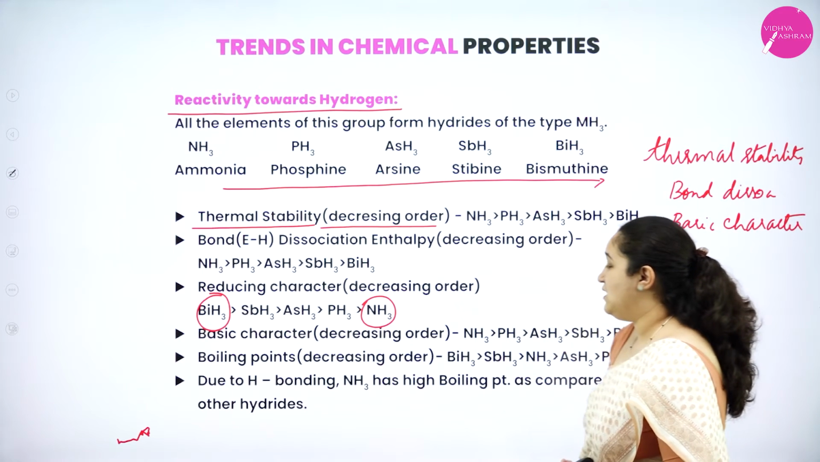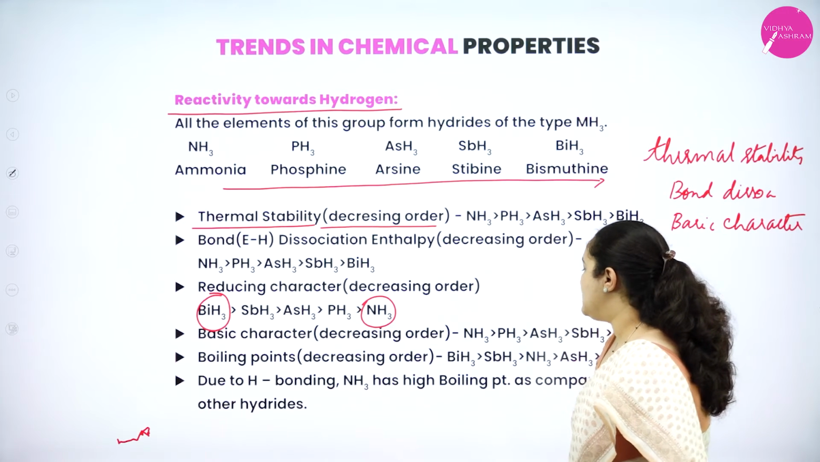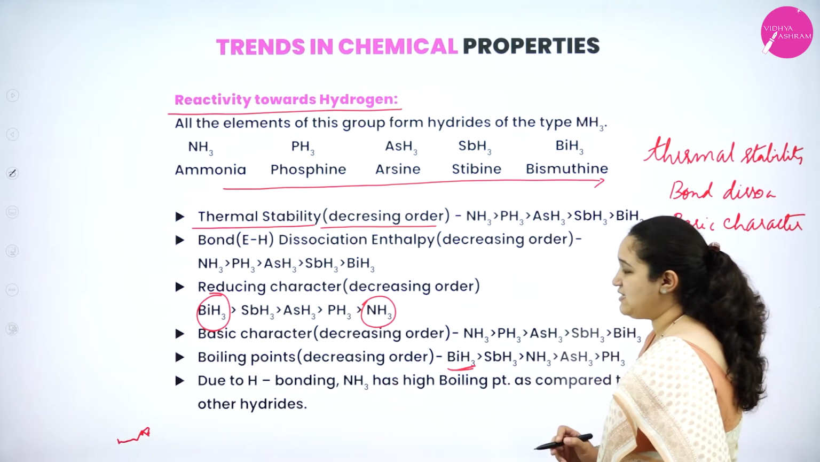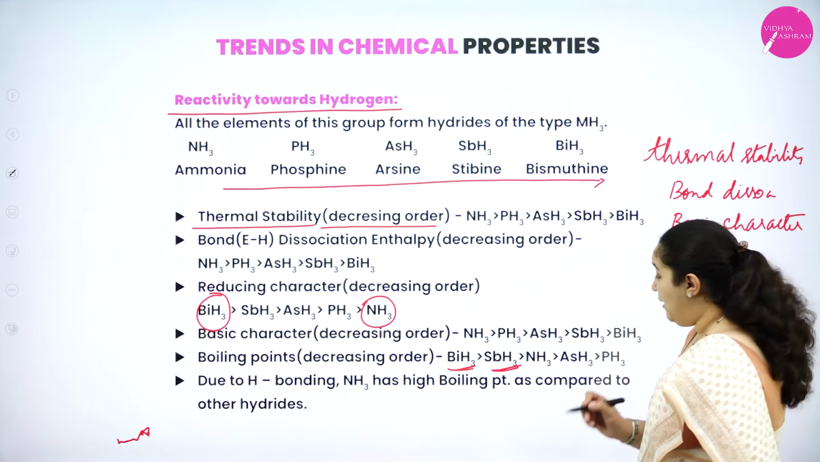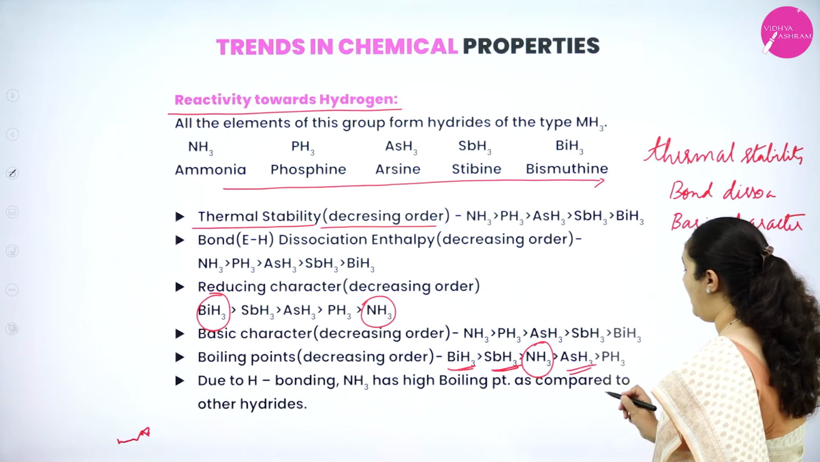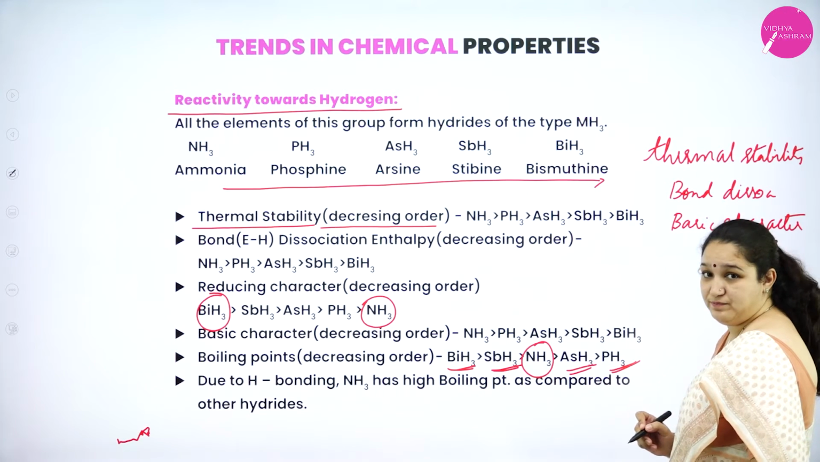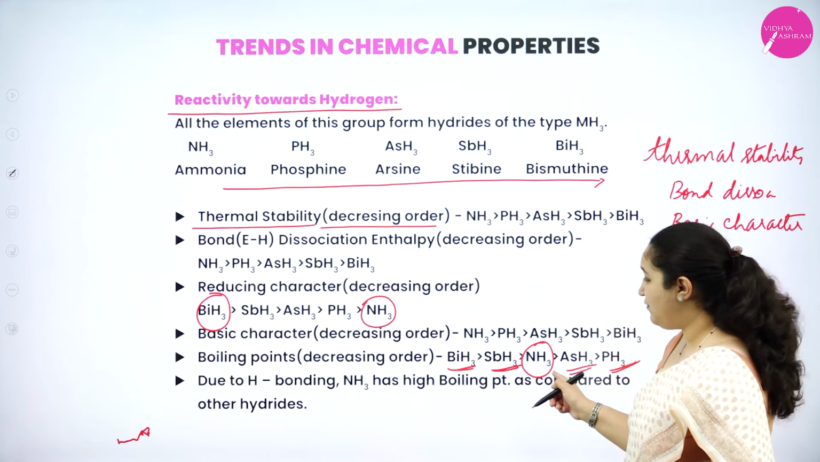Okay. Next, boiling point. Here there is a small twist. You can see first bismuthine is having the highest boiling point, then it is stibine, but then it is ammonia. After ammonia you have arsine and then phosphine. Okay, this one is not having any other trends. It is a different trend.